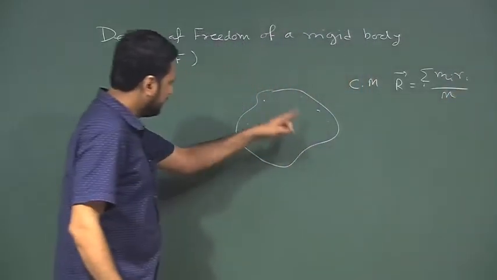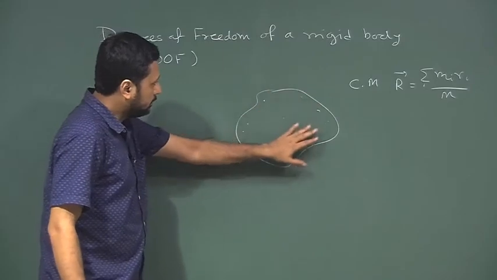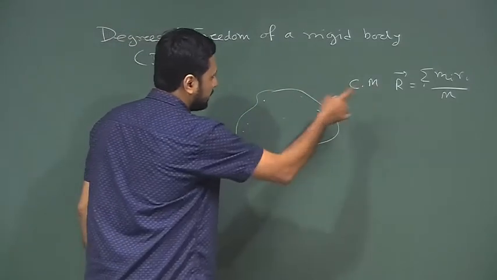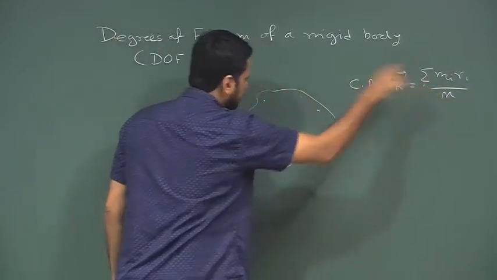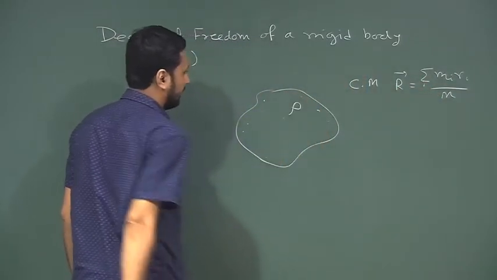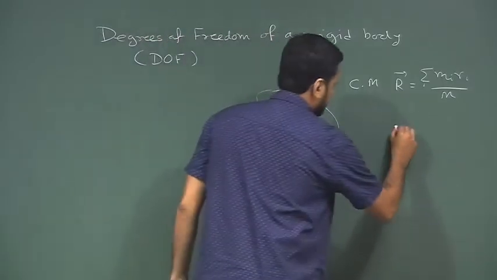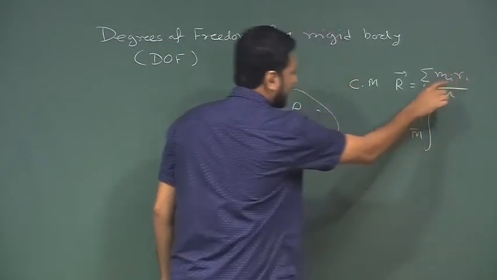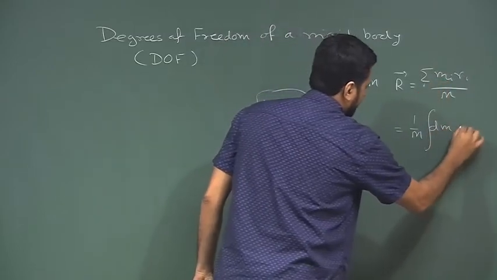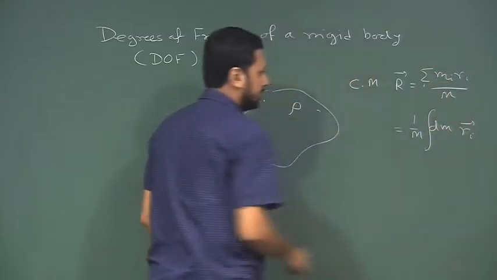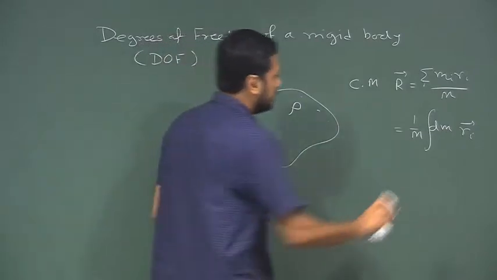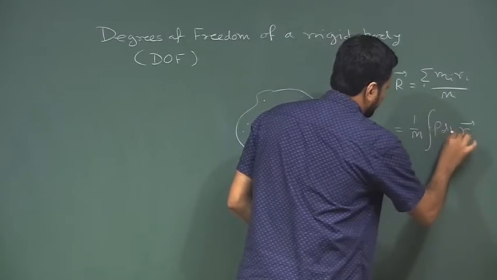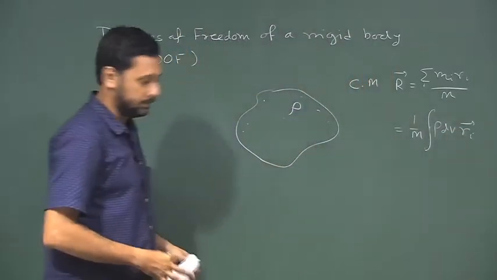Now, because this rigid body is a system of continuous masses, instead of writing equations for discrete particles, we can take a density function and replace this summation by an integration of dm r, as we have seen, and dm we can simply write as rho dV. So, this is our rigid body.